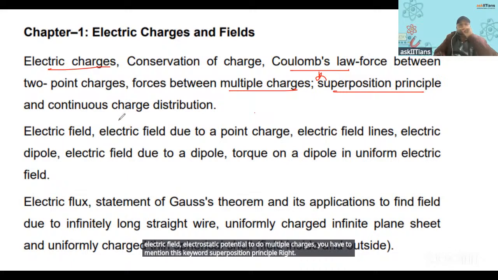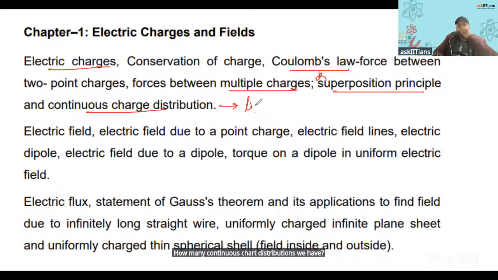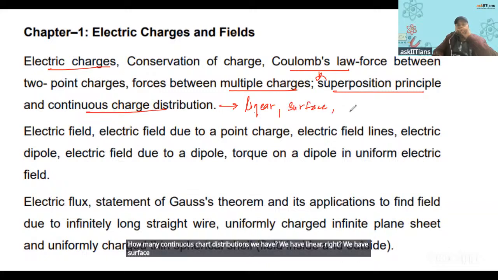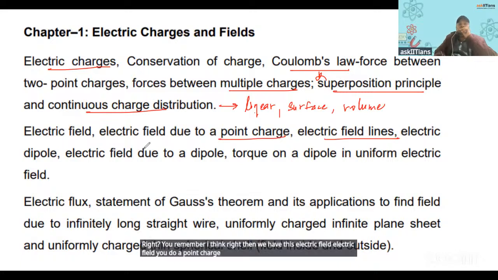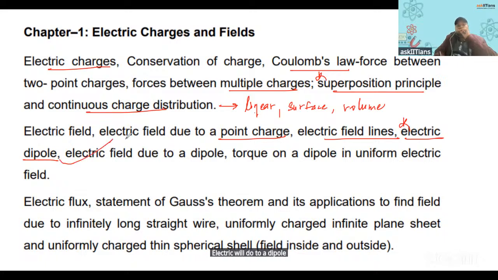Then we have continuous charge distribution. So you must be knowing how many continuous charge distributions we have. Can you tell me how many? We have linear, we have surface, we have volume charge distribution, right? You remember, I think, right? Then we have the electric field due to a point charge, electric field lines, electric dipole, very very important, electric dipole, right? I'm star marking the topics you must be very aware of. Electric field due to a dipole, very important. Question will come.